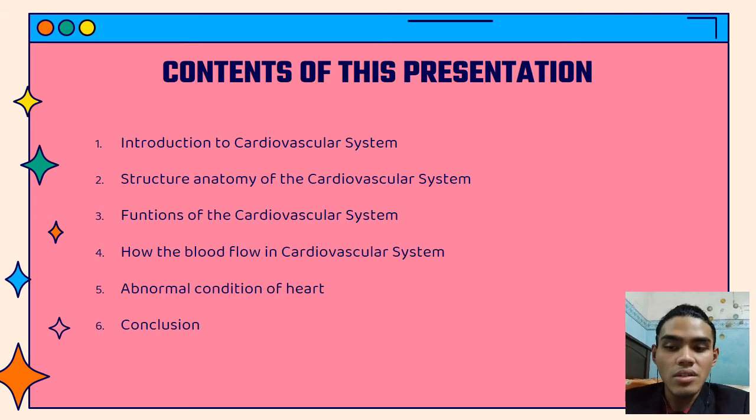The first one is the introduction about cardiovascular system. The second one is the structure of the anatomy. The third one is the function, and the fourth one is how does the blood flow in our cardiovascular system. The fifth is a few types of abnormal heart condition, and lastly is our conclusion. And to start this presentation, I will let my friend Izzat to start it.